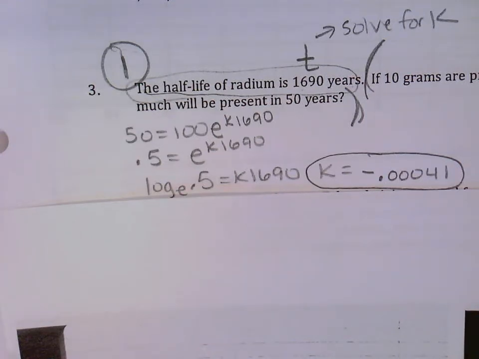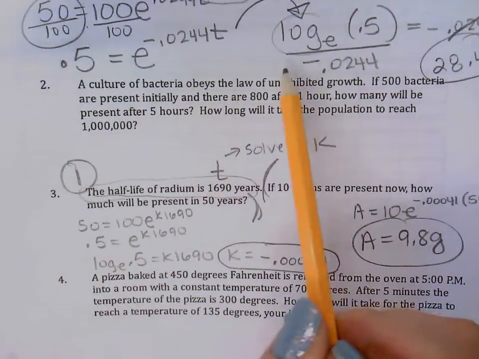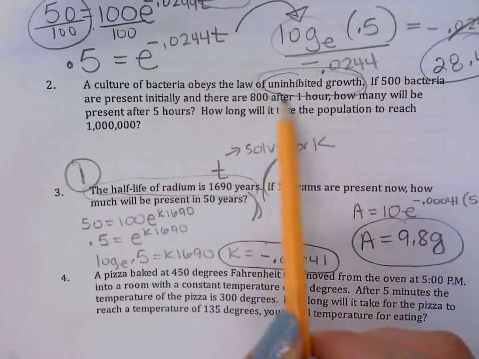So see if you can solve for how much will be present in 50 years. Bacteria question. It says a culture of bacteria obeys the law of uninhibited growth. That immediately tells you you're using that same formula, A sub 0 e to the kt.